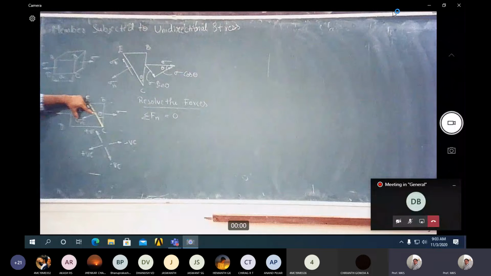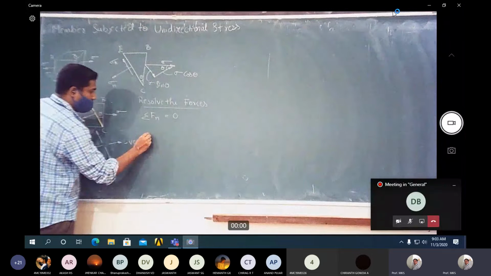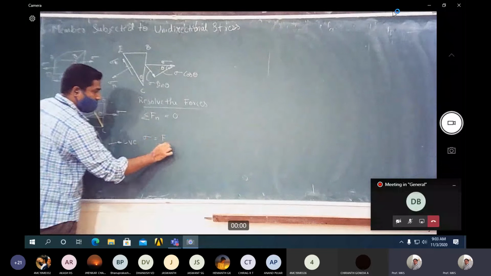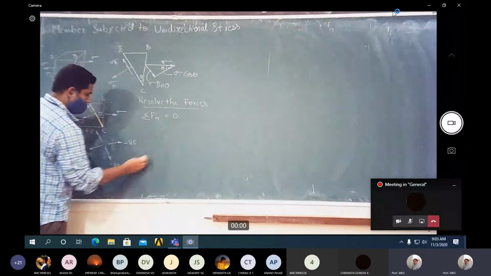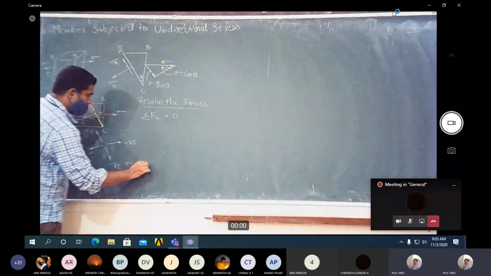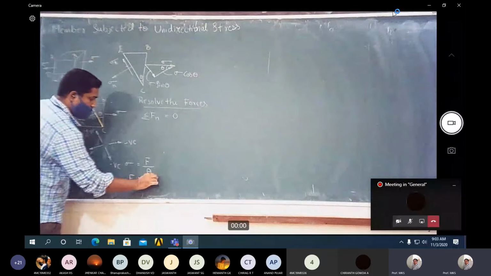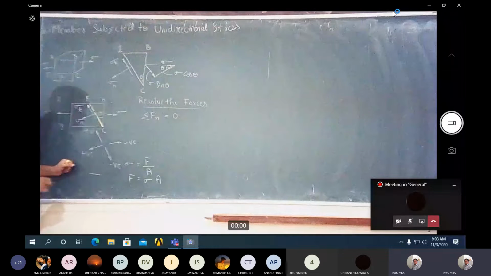The normal force here, one is sigma. You know the definition: stress is equal to force by area, right? So force is equal to stress into area. What you have considered is that this plane has unit thickness. Thickness is unit, right?